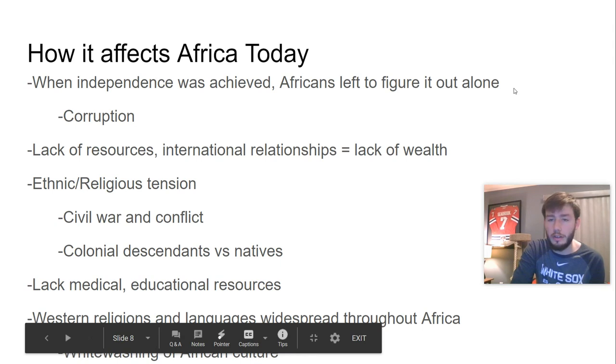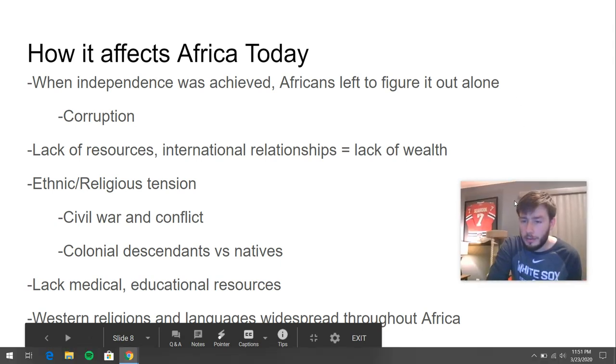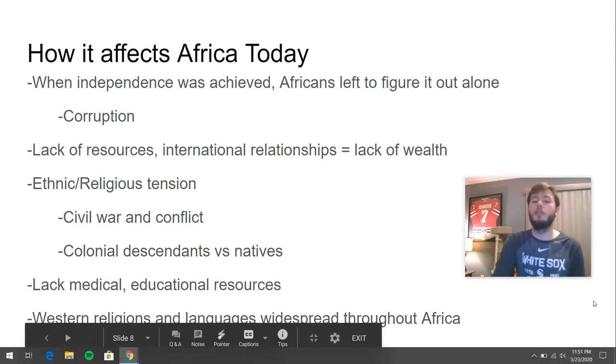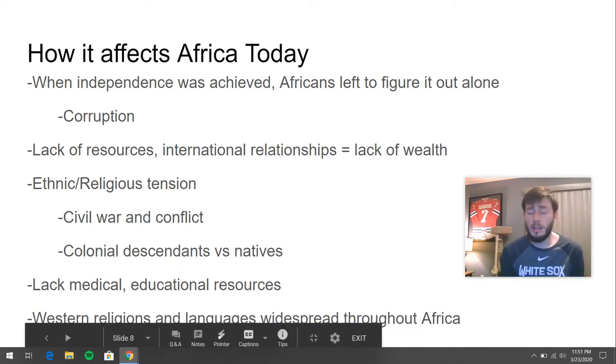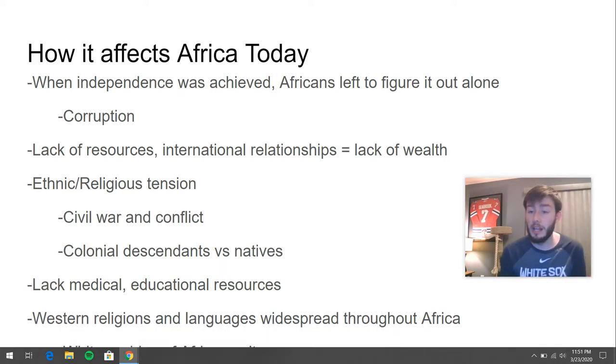Okay, so why are we talking about this? Why is this important? Why is it so significant that this section of notes is different than any other section of notes you've ever done? And I'll tell you. So how it affects Africa today. So when independence was achieved, when the Europeans leave and leave the African people to set up their own governments, they were left completely alone to figure out how to do it.